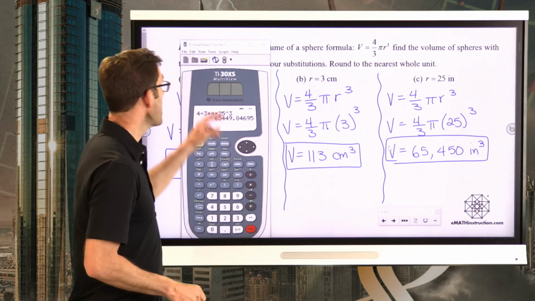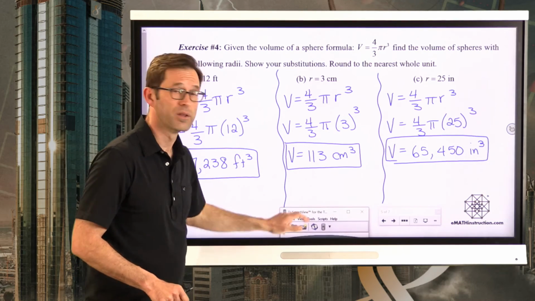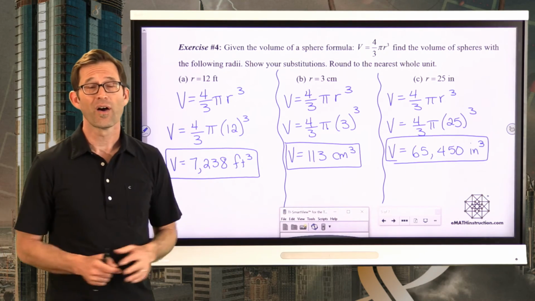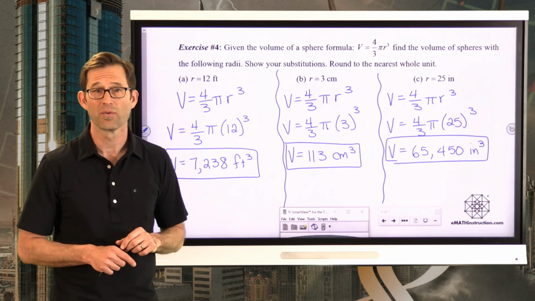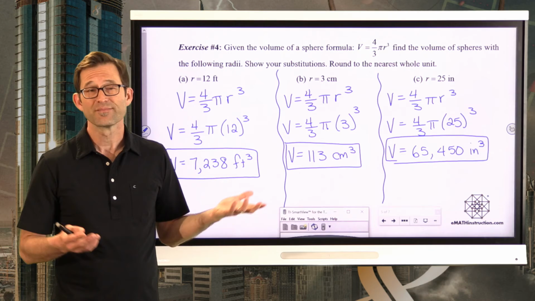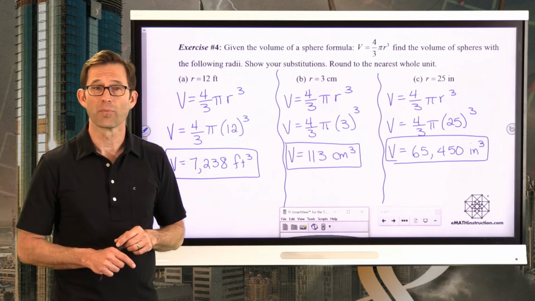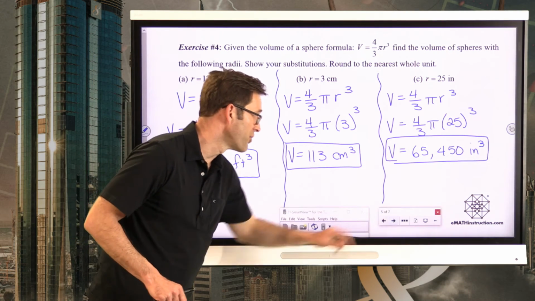65,450. Again, not the hardest formula to use. I think if I had to compare this to finding the surface area of a cylinder, I'd take this every time, right? But it still is a formula that we have to become proficient with. So let's take a look at one final problem.